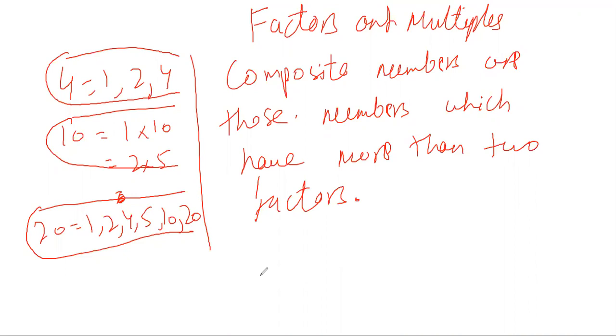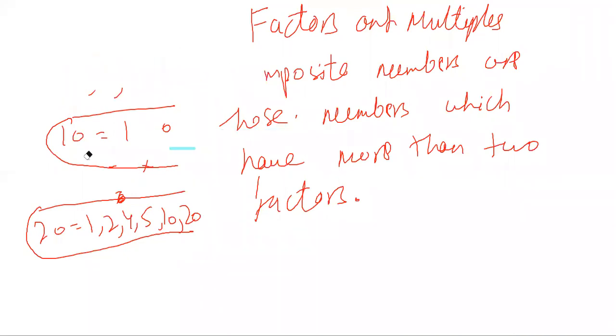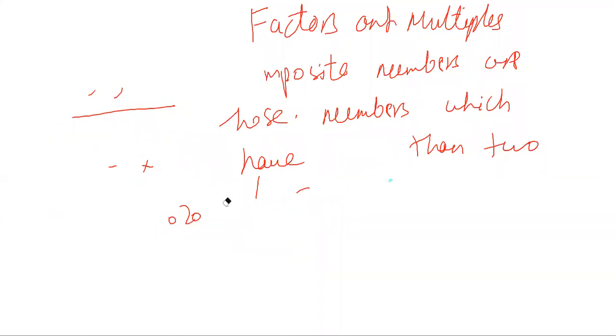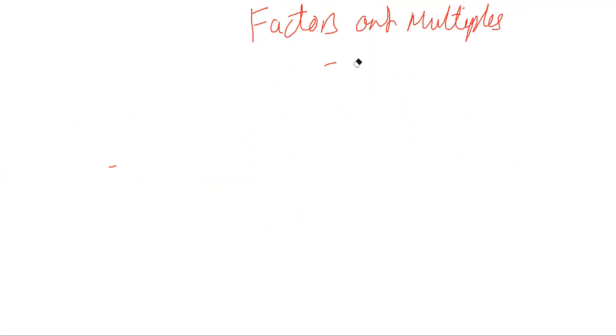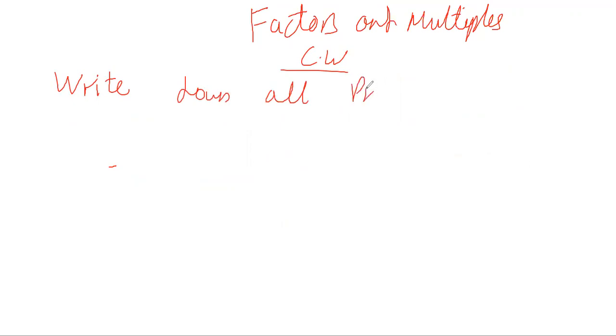Now let's move forward. Now what you need to do is write prime numbers on your copy. You need to write all the prime numbers from 1 till 50. So the classwork is what? You need to write down all prime numbers from 1 till 50.